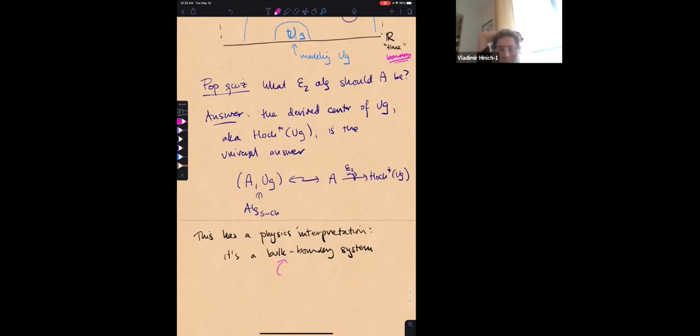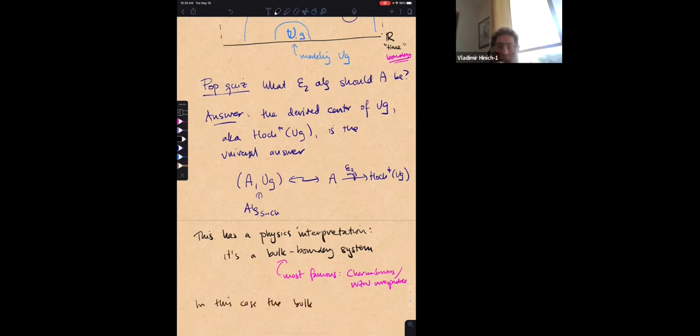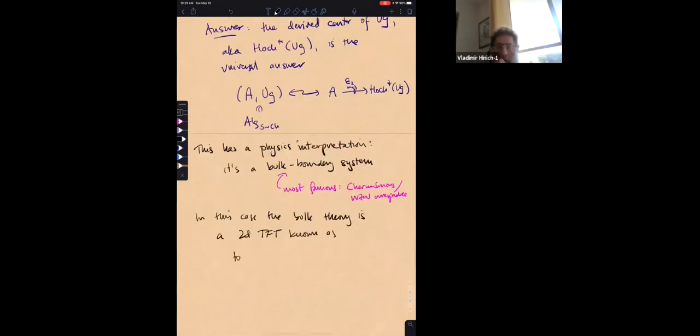Maybe the most famous example of a bulk boundary system, for most mathematicians anyway, is the Chern-Simons WZW correspondence. But the one I'm going to talk about here is a very nice one. So in this case, the bulk theory has a name. It is a 2D topological field theory known as topological BF theory.